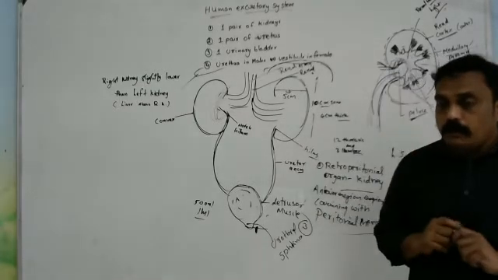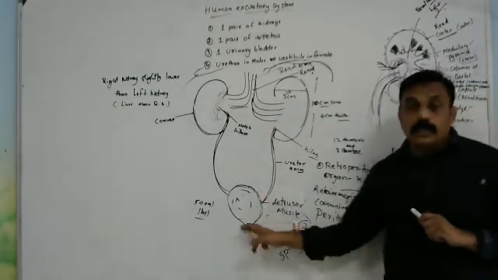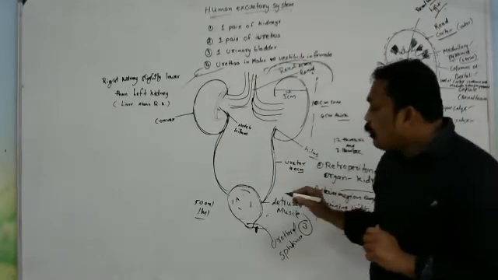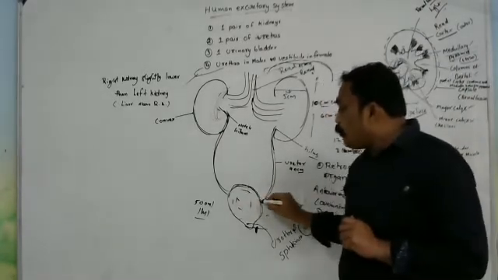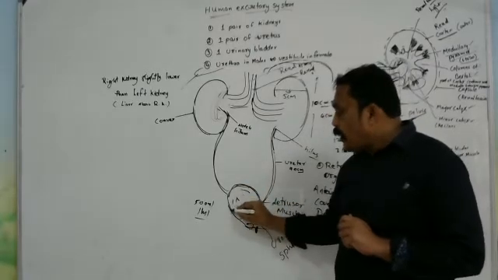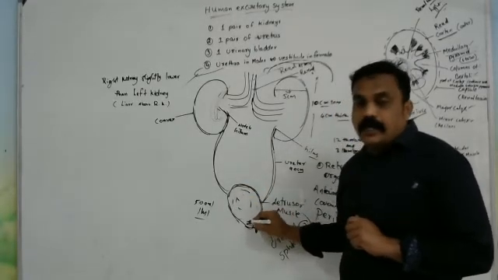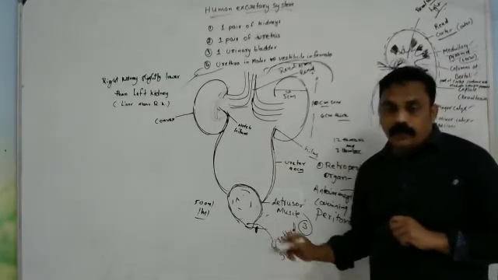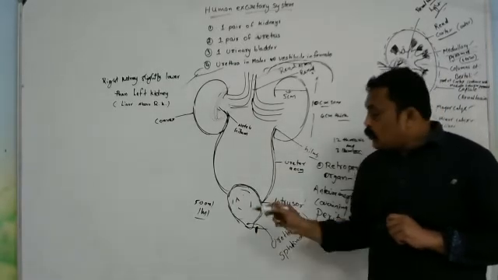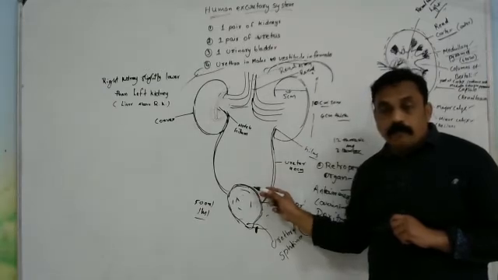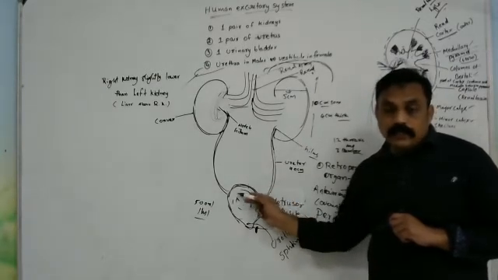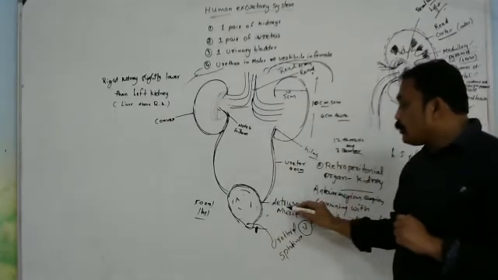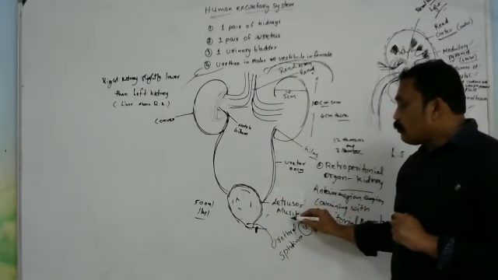So what do you have to remember about the urinary bladder? It is a pear-shaped structure. Pear-shaped means the anterior region is wider and the posterior region is narrower, and it is attached to the urethra in males and the vestibule in females. The urinary bladder is a muscular tissue made up of smooth muscles, which we call detrusor muscles.